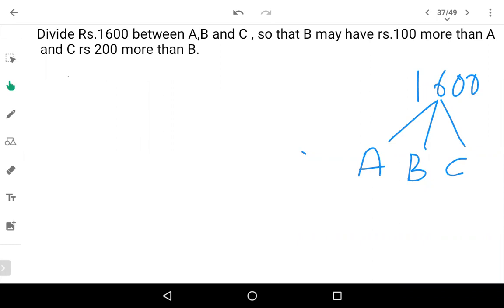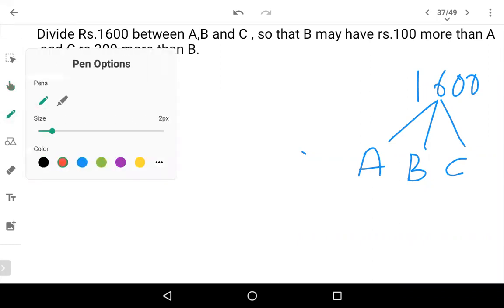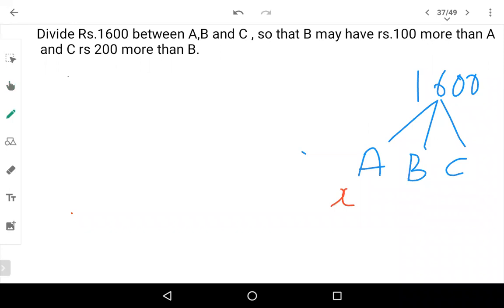Now, suppose if we take A's share to be X. Suppose if we take A's share to be X, B is going to have how much? 100 rupees more than X. Correct? It says so that B may have rupees 100 more than A. That is the first part of the question. Did you all understand this? B may have rupees 100 more than A.